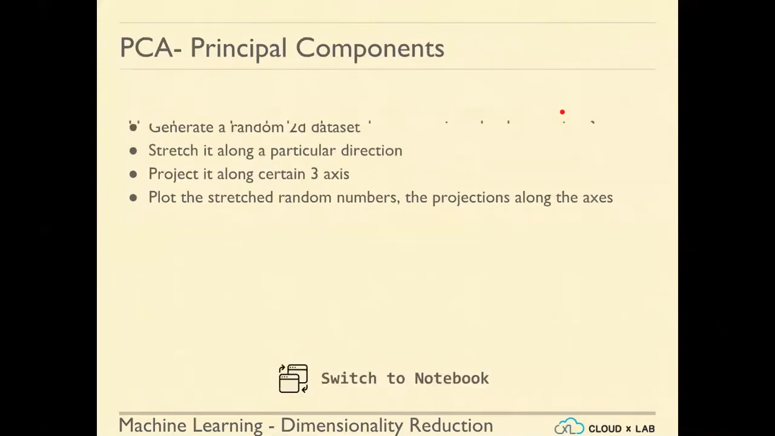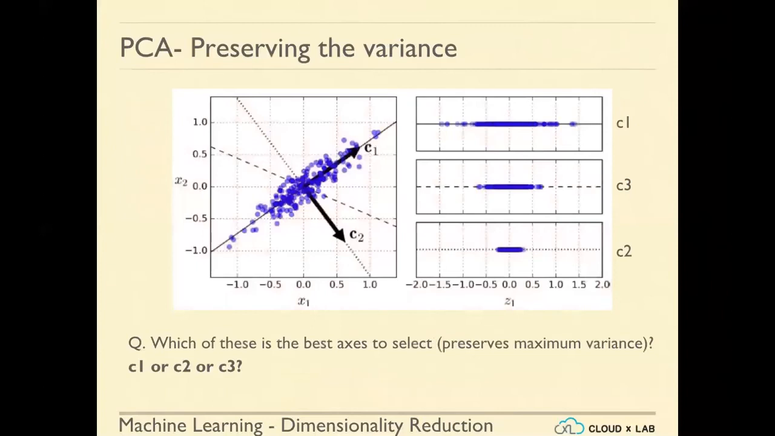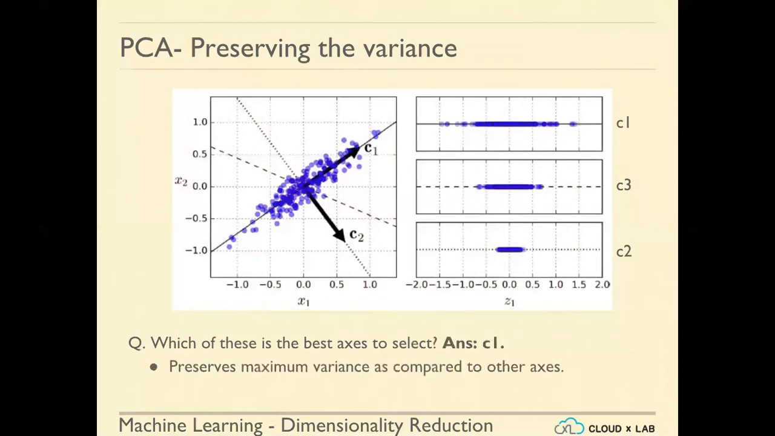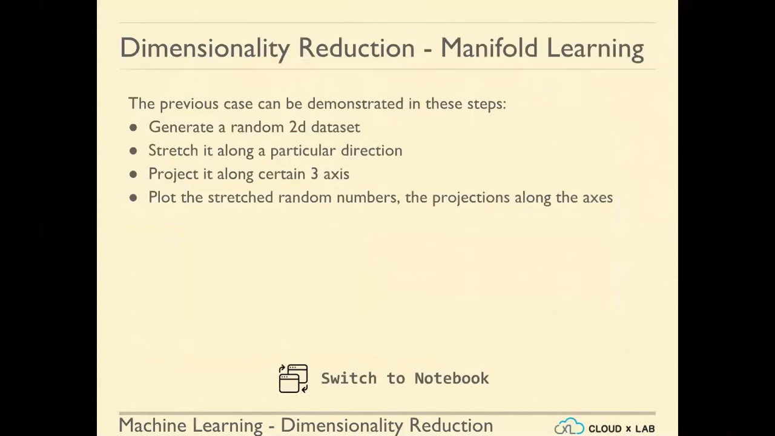So even though PCA looks like a really complex algorithm, the idea is extremely simple. We go to a direction from which we get the maximum variance. We pick an axis across which the data is varying more. And then once we have done that, we pick the second axis, which is orthogonal to this one and gives the second maximum variance. So the previous case can be demonstrated in these steps, where we generate a random 2D dataset.